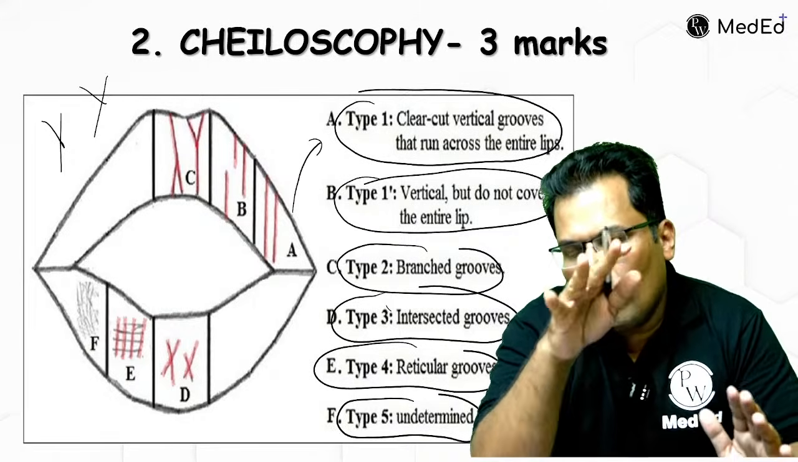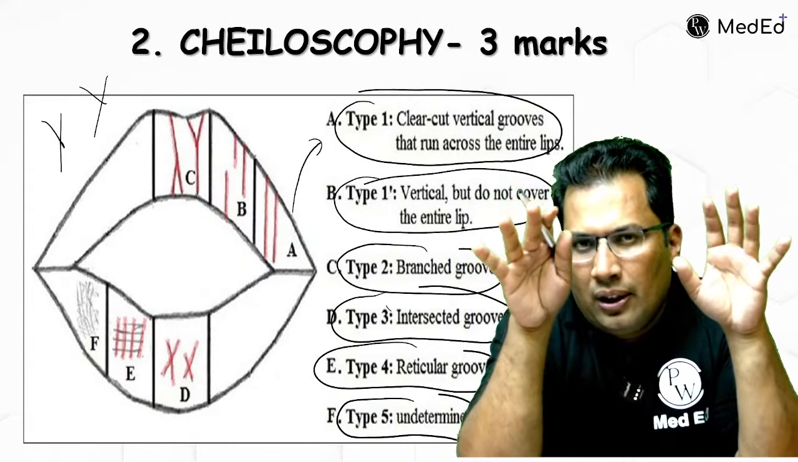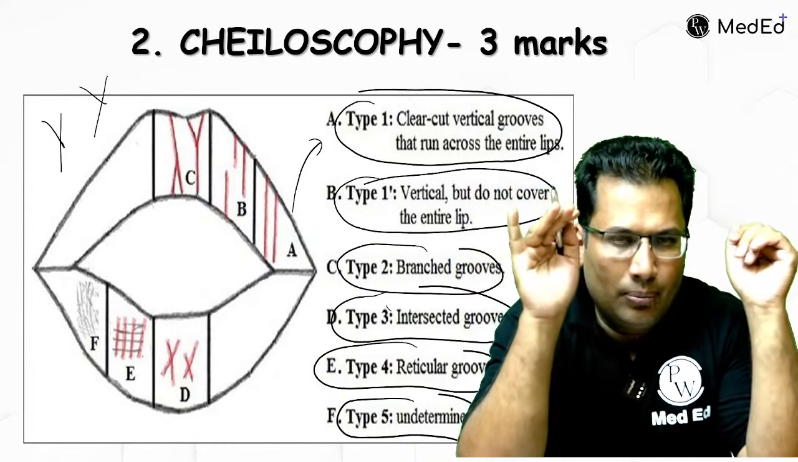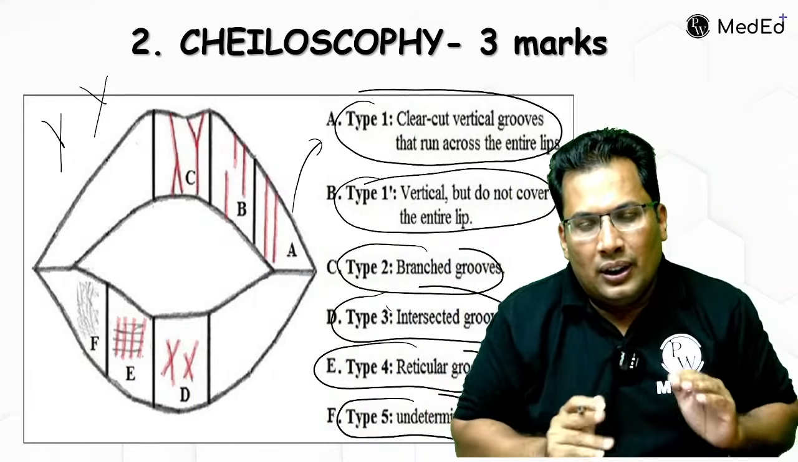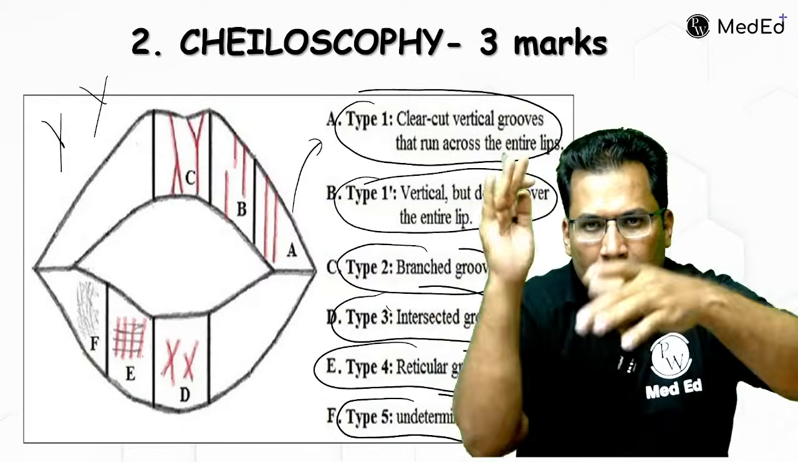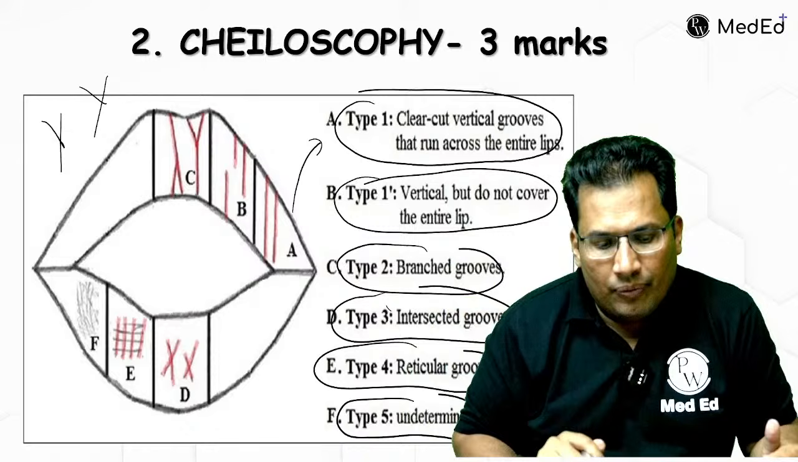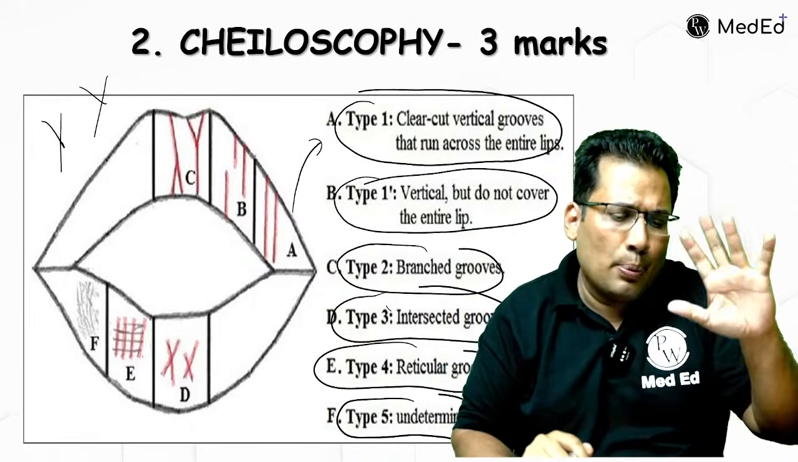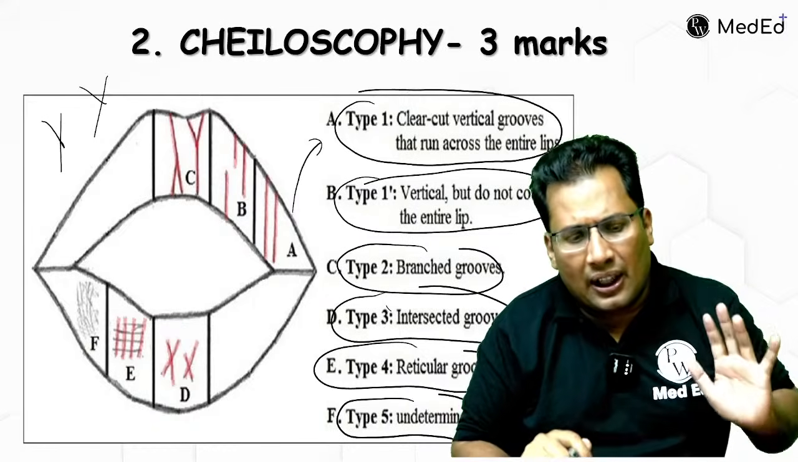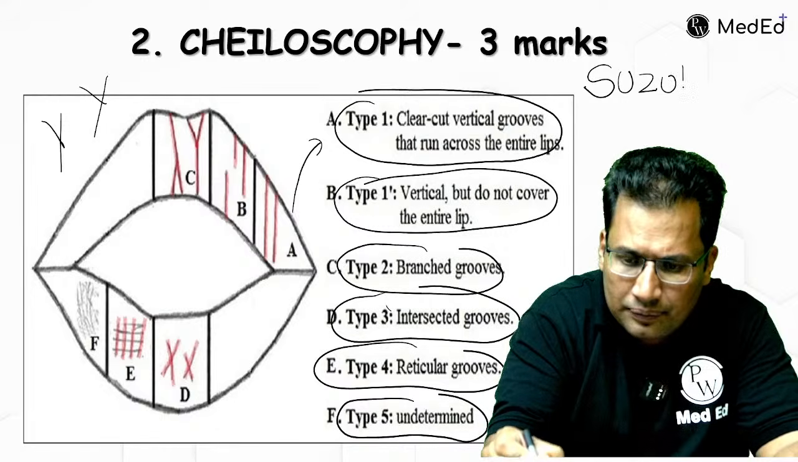So type 1 has 1 and 1 prime. If it is complete, then it is type 1. Type 1 prime means incomplete, but across the lip. If it is branched, then it is type 2. If it is intersected, then it is type 3. If reticular grooves are there, then it is type 4. Undetermined, meaning mixed, that is type 5. There are 5 types. This classification is known as Suzuki classification.